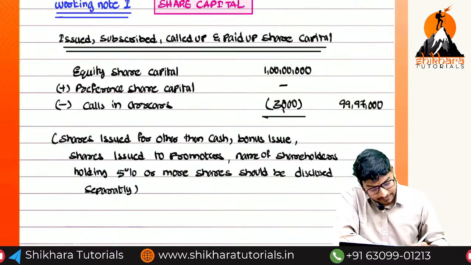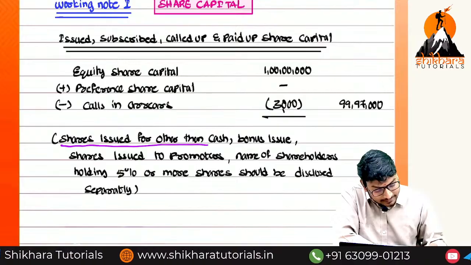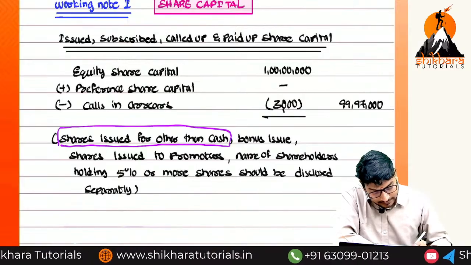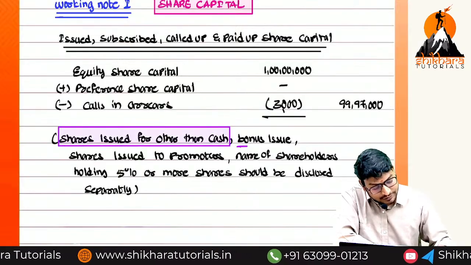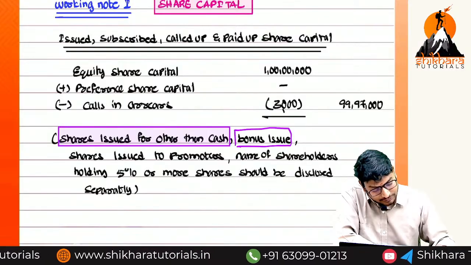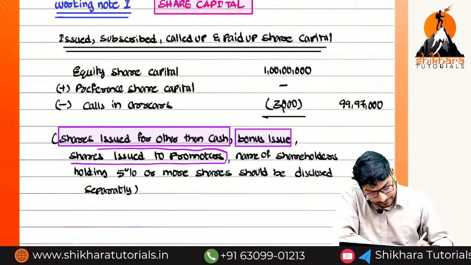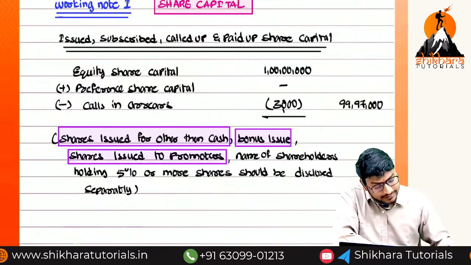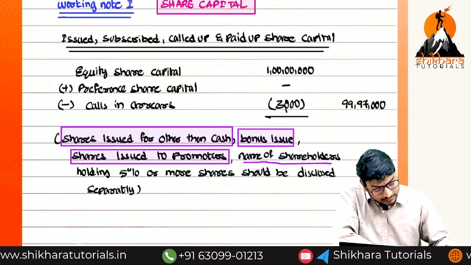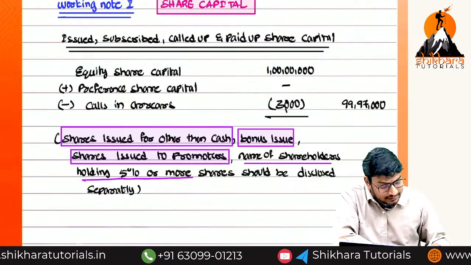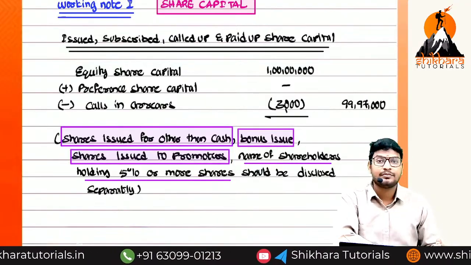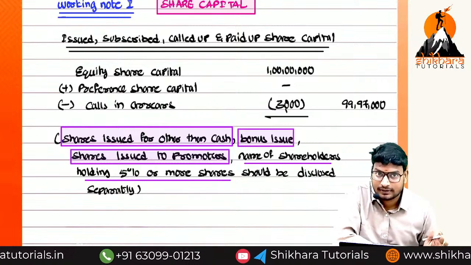So what are the items we need to disclose? Shares issued at other than cash. Next one, bonus issue. Next one, shares issued to promoters. And the next one? Name the shareholders who are holding 5% or above shares. These are the items we need to disclose separately. Are you getting the point?